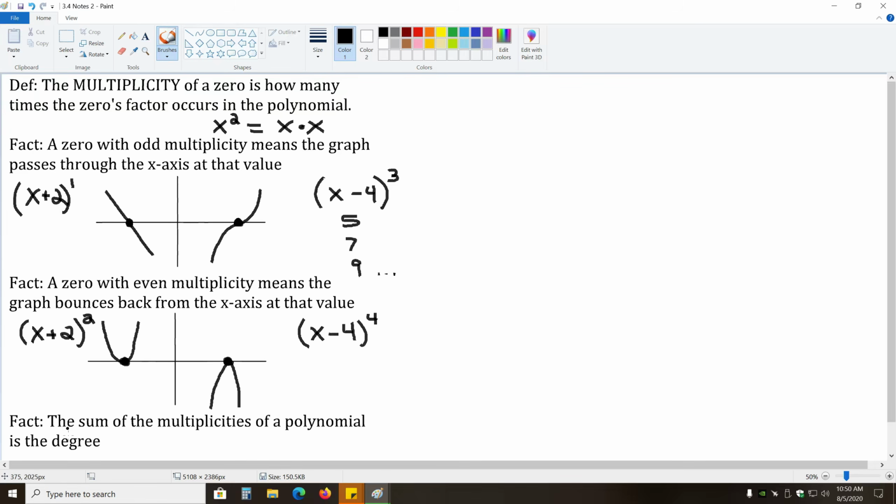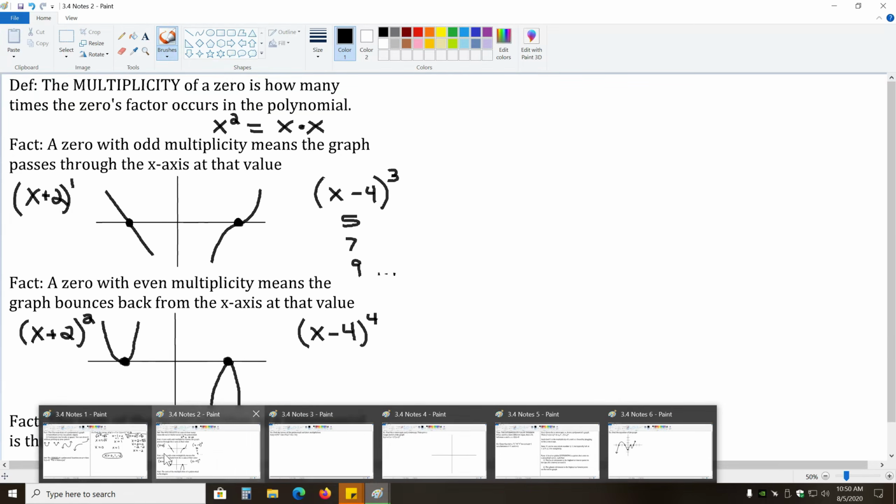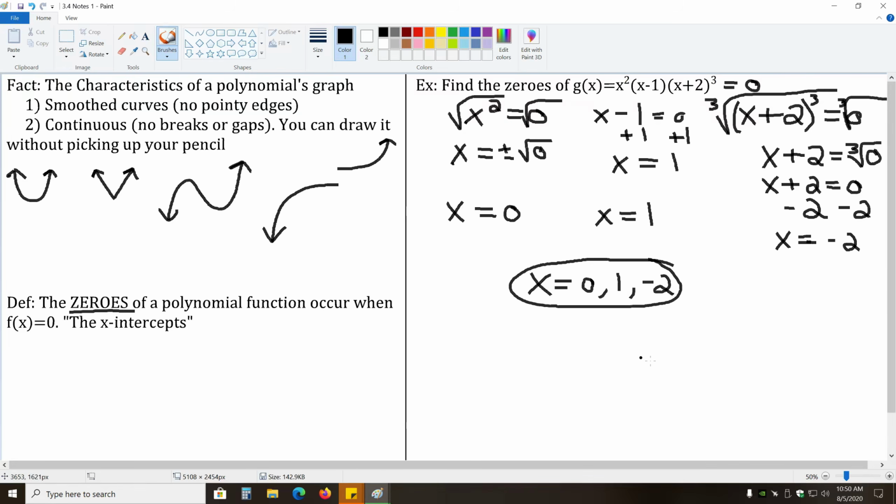Okay, and now finally from here we say that the sum of the multiplicities of a polynomial is the degree. So this is also very useful when we're graphing these polynomials, because if we add up all the multiplicities, so for instance in this previous problem we had, if we add up all of our multiplicities, how we had a 2, a 1, and a 3, that would give us a total of 6. That would mean our degree is 6.